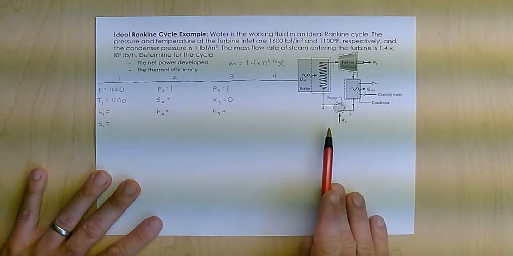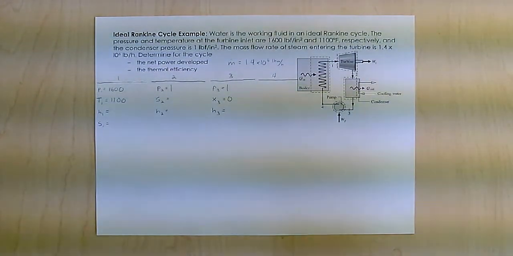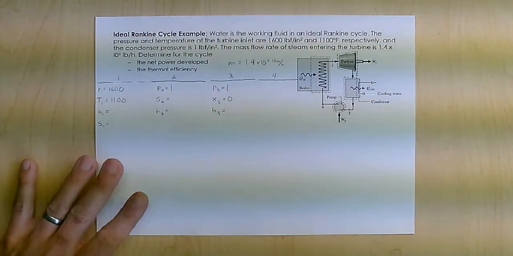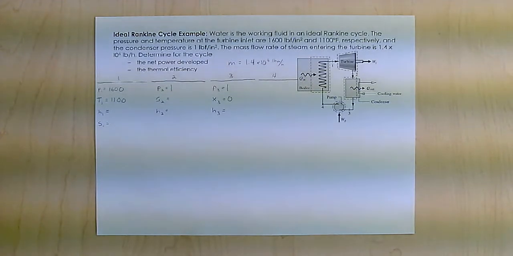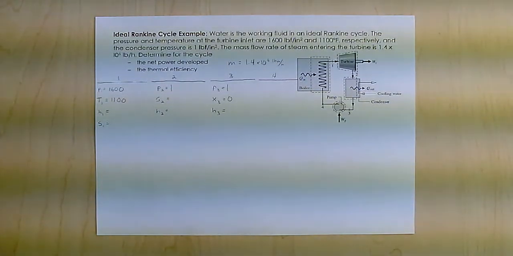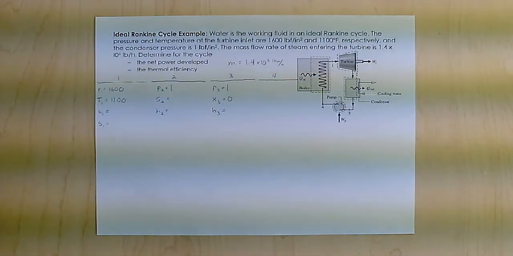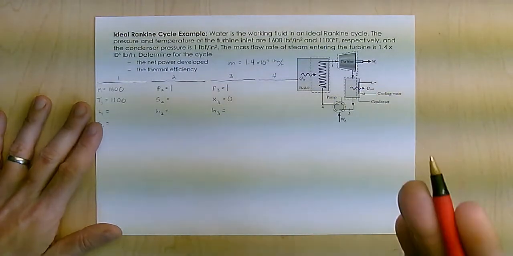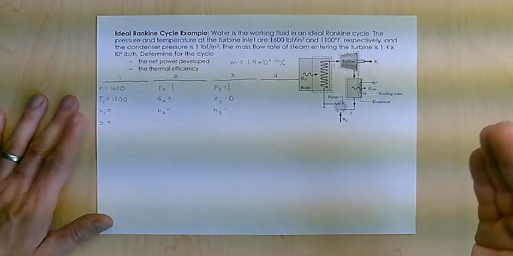Okay. The pump we do a little different. Remember, the pump is a liquid, steady state flow through an incompressible substance. So we're going to use that the work of that pump is V dP, V times the change in pressure. And that work is also going to equal delta H. So what do I do with that?